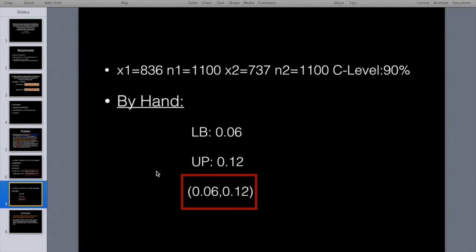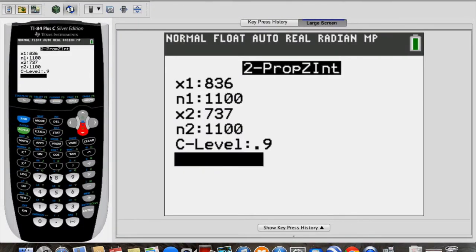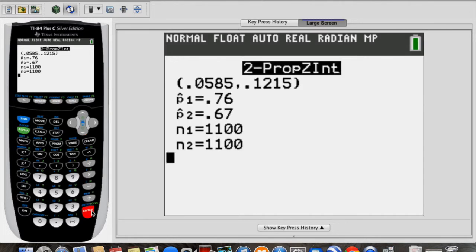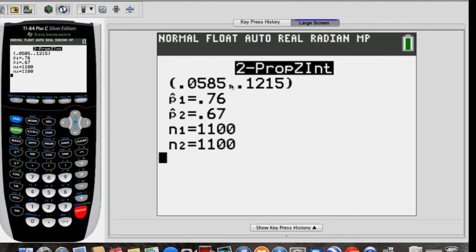Now with the TI, if you follow the steps that I mentioned before, you press Calculate, and you will see that the answer is the same. Of course, for the by hand way, we approximate.